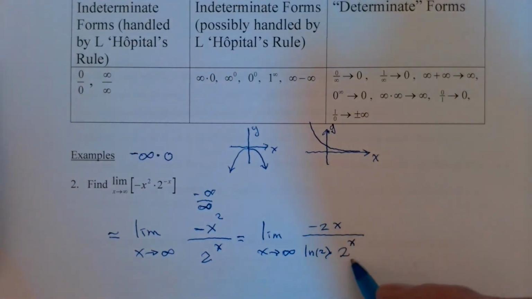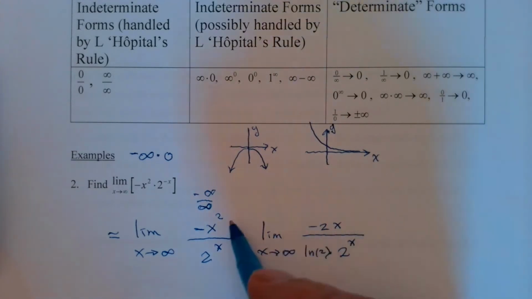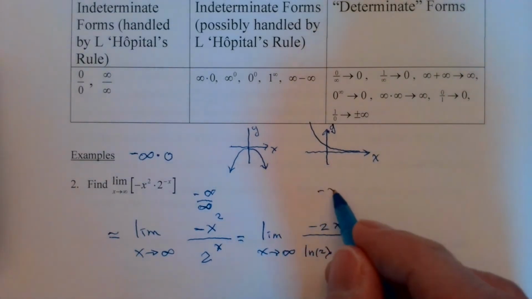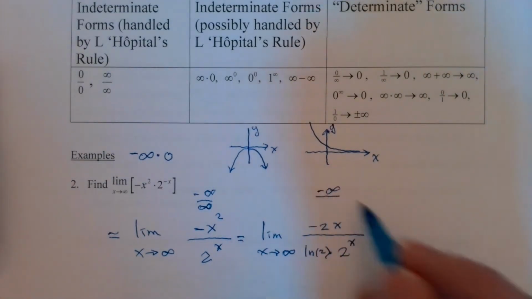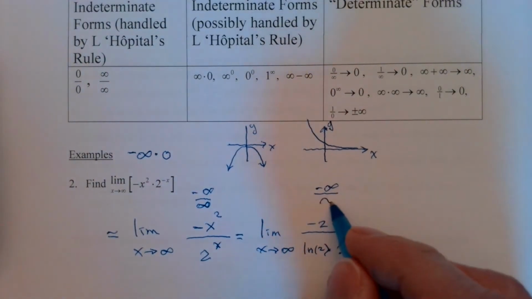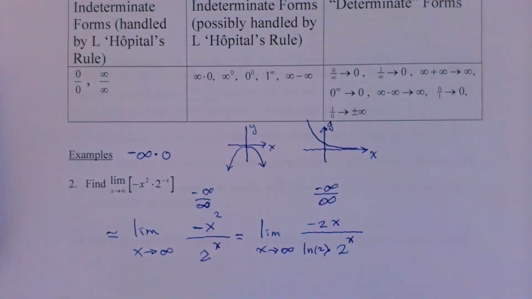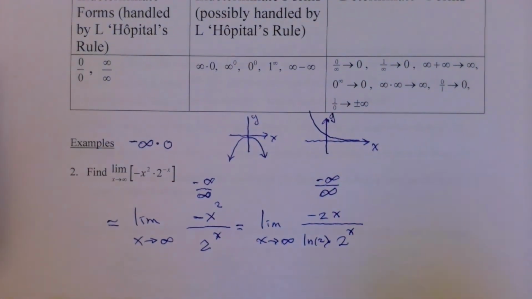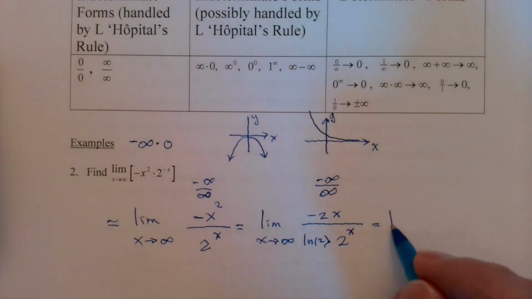We previously discussed what kind of limits these two have. It turns out these have the same limits as x goes to infinity. This linear function here goes to negative infinity. 2 to the x multiplied by some positive constant also goes to infinity. So it's the same form as in the last iteration. And we're going to apply L'Hopital's rule one more time.